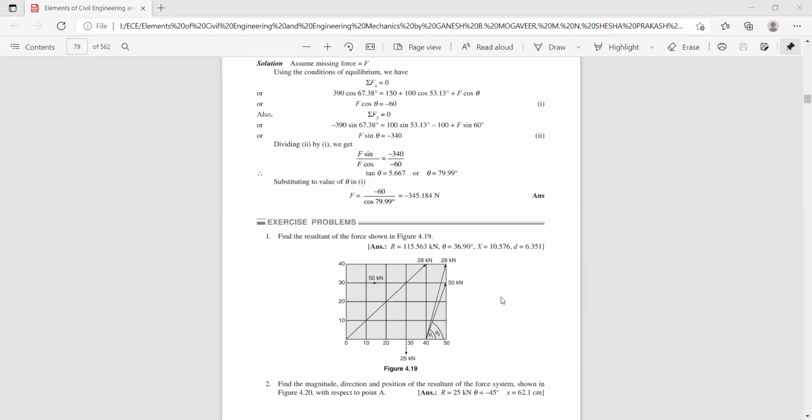Then find sigma f of x. It will be positive only, because all the forces are in the first quadrant. Sigma f of x will be positive only. Can anyone tell me the answer? Sigma f of x is 50 plus 28 cos 45 plus 50 cos theta 2 plus 28 cos theta 3. What is the sum, sigma f of x?